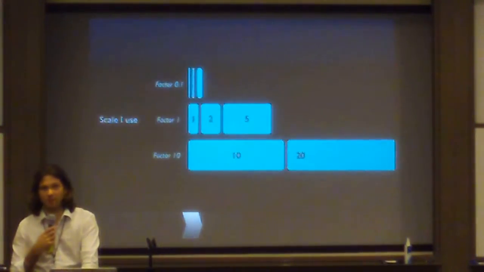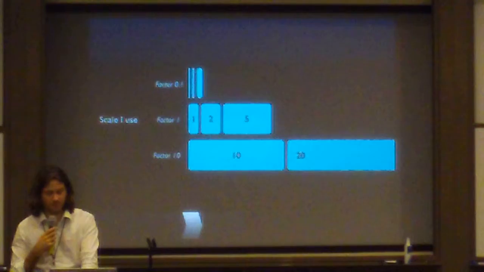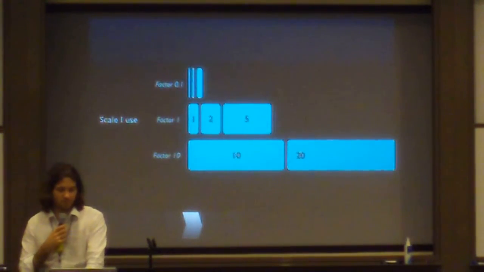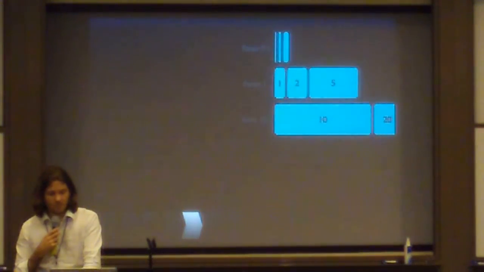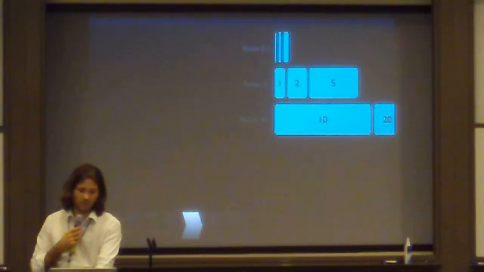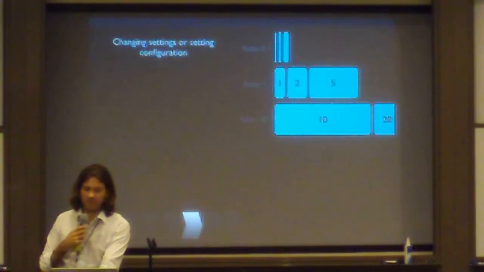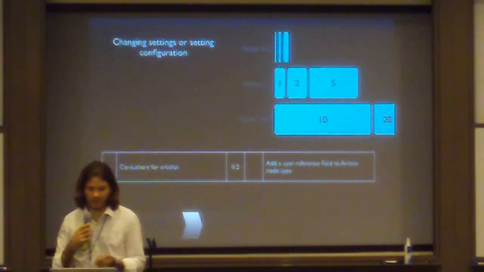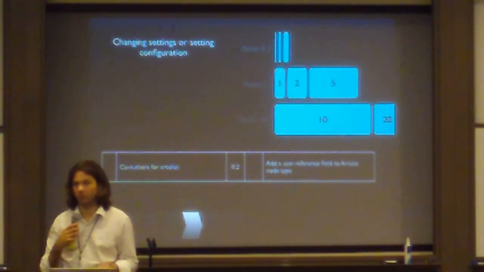Now, everything will not take 1, 2, or 5 hours to make. There are always things that take less and take more time. So that's why you can use factors, 0.1, 1, or 10. The factors can be applied in such a way that you use different factors for different types of tasks. For example, changing or setting a configuration in Drupal would be like add a user reference to the article node type, which generally takes like 0.2 hours.